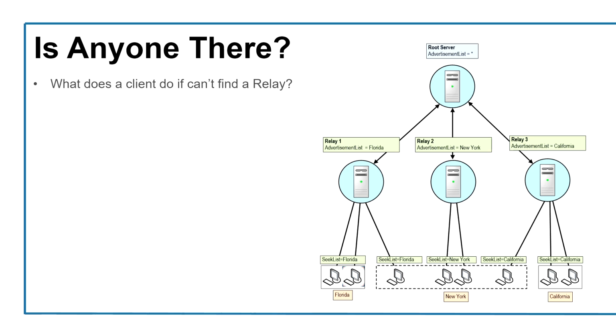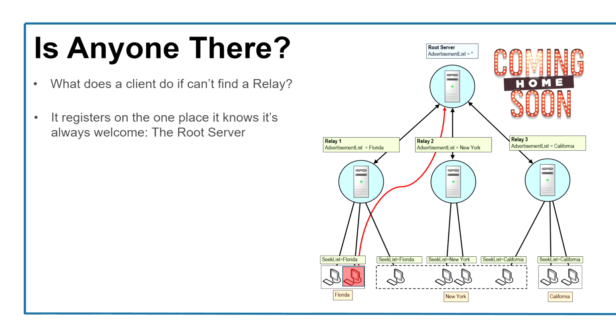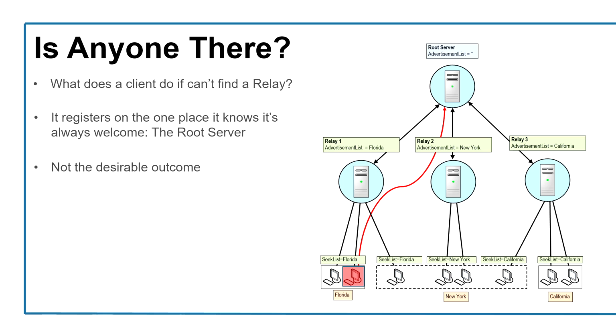But what happens when a client can't find a relay advertising the appropriate list or any unaffiliated relays? Well, it tries to register in the one place it knows from the moment it was installed, the root server. Now, this is not the ideal situation, so to mitigate this, it's always a good idea to set up a failover relay to intercept those rogue endpoints coming from a network location far, far away.